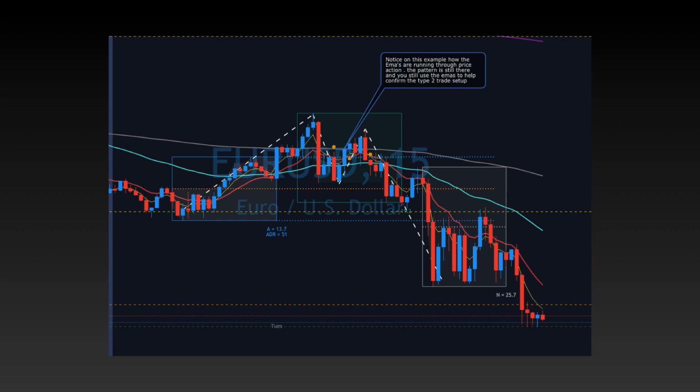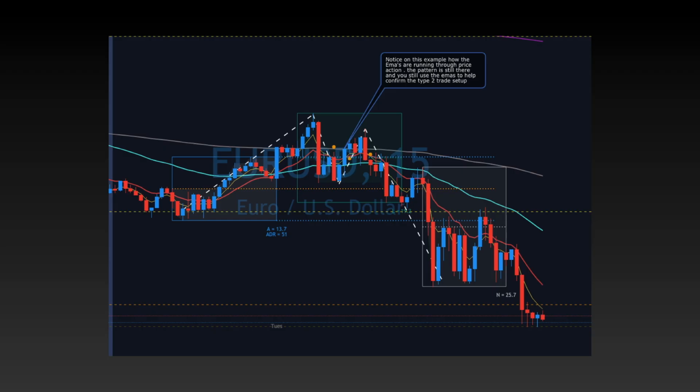Here we have a type 2 pattern. And notice how the EMAs are all running through price action. Right? How the 50 is running through price and the 200 is running through price. The pattern is still there, and you still use the EMAs because the 200 EMA is actually holding price action from going up any higher. It's acting as a form of resistance, right?